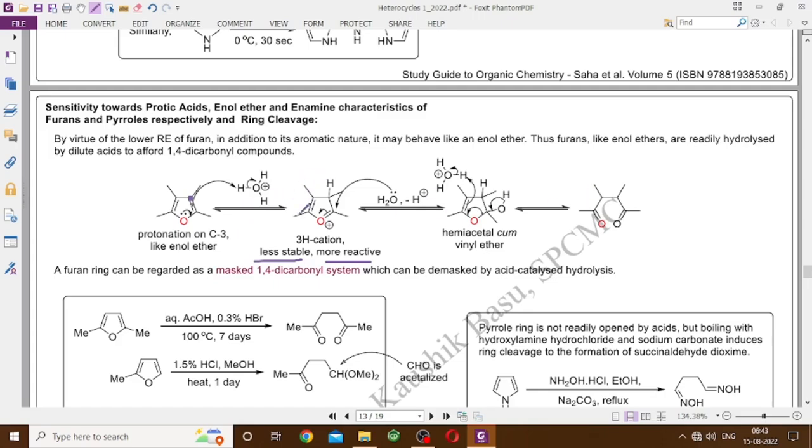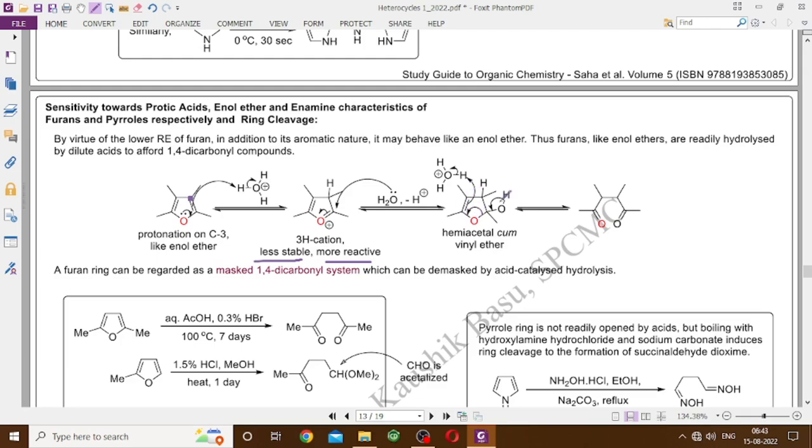The reaction in this case will happen on the less stable but more reactive 3H cation. Water will dutifully attack here, so you get a hemiacetal linkage established. And if you look at it, this is a hemiacetal, and from the left side of the molecule, it is an enol ether.